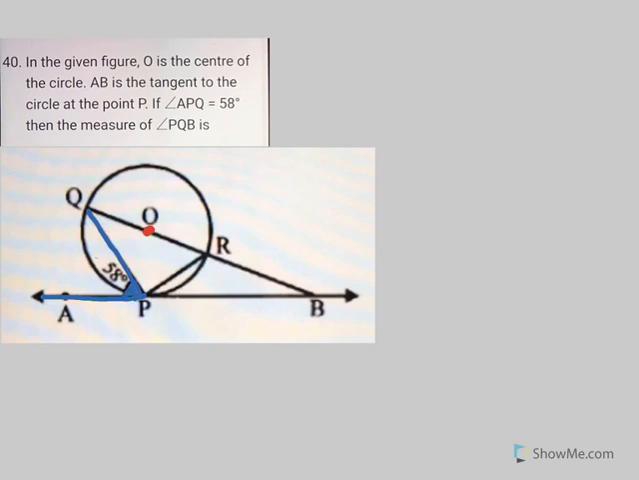Let's write it out. So we have angle APQ equal to 58 degrees. Find the measure of PQB. So first, here is the radius. This is the radius. OP is the radius. And PA is a tangent, which means this radius and this tangent will be at 90 degrees. So angle OPA equal to 90 degrees.